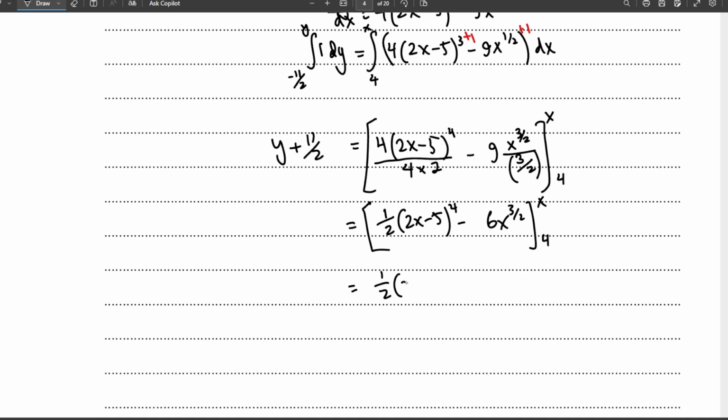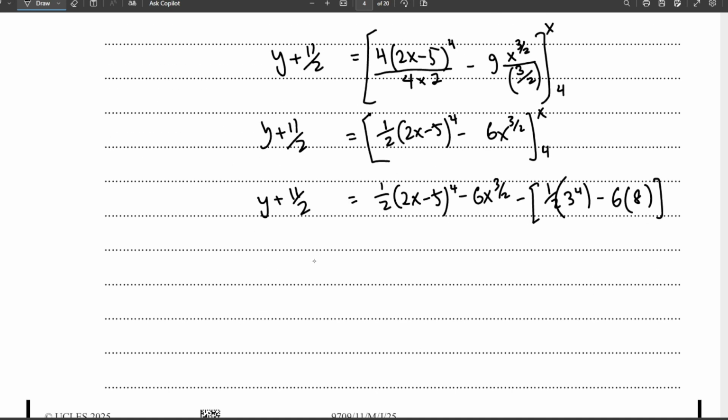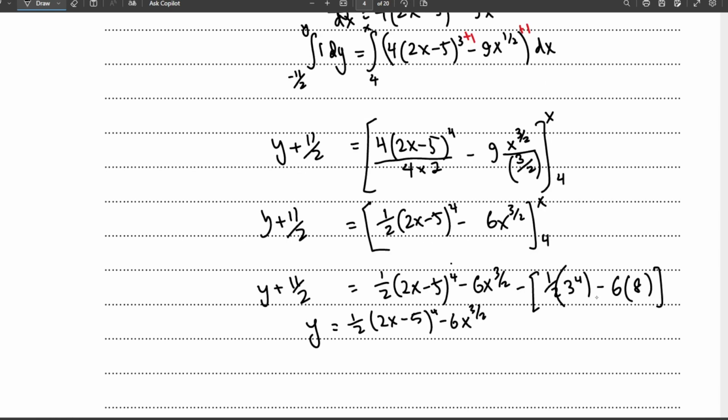We'll get the same thing for the first expression. And when we plug in 4, we have to subtract, so half of 3 to the power 4 minus 6 times 8. And don't forget, you have the y plus 11 over 2 on this side. Okay, almost done. Now you just have to compute whatever this number is. Your final answer is supposed to be plus 2 here.